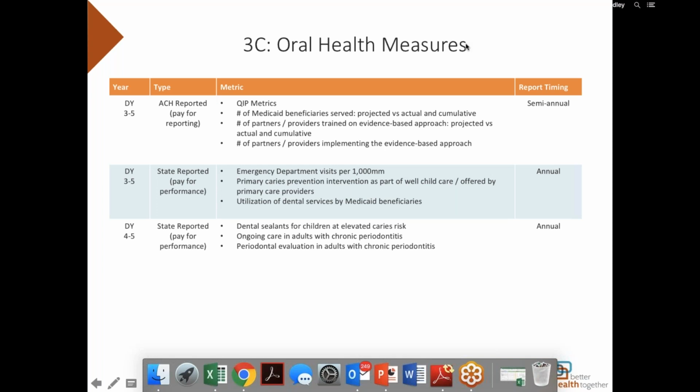I think the other thing I want to highlight for the group is that there is legislation that was passed this year that's going to increase reimbursement for dentists to see pregnant women and patients with diabetes. I think that's really important as it relates to the ACH, because those populations touch a lot of the other project areas. So there will be a built-in incentive for dentists to see those populations, specifically around periodontal treatment. That will likely start in 2019.